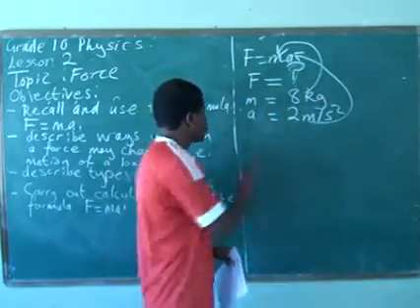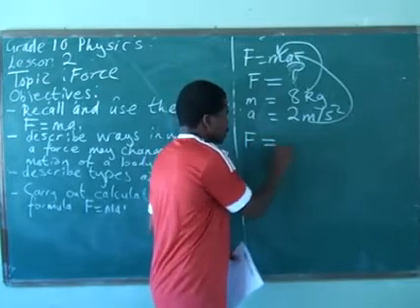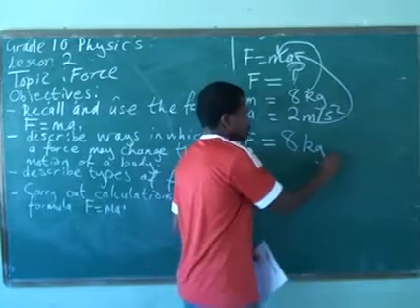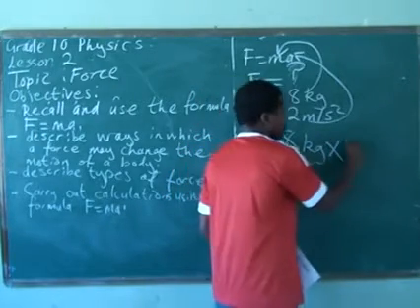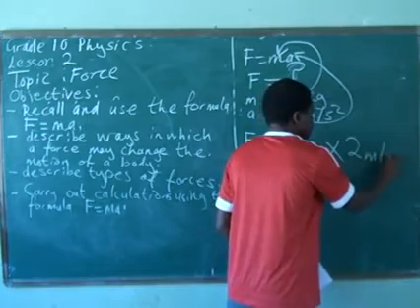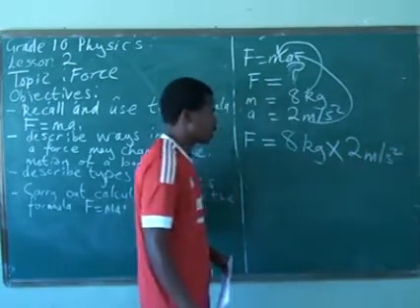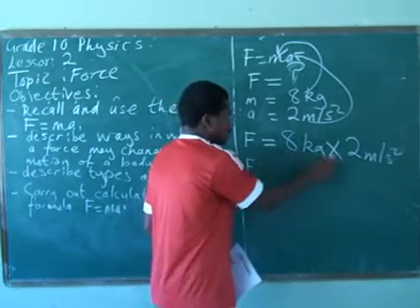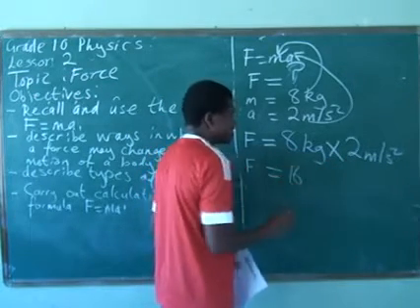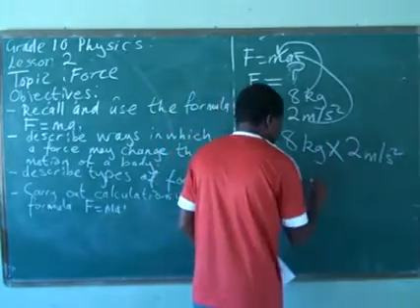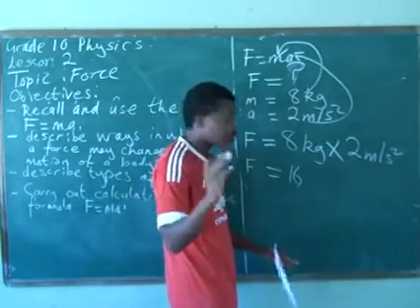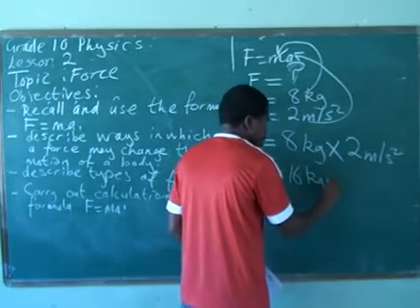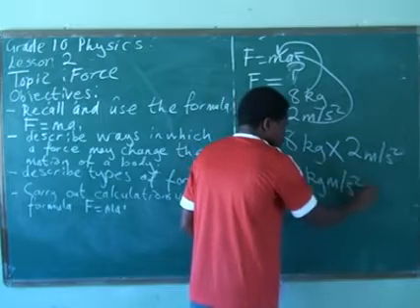Right, so let me do that. Force is equal to mass. The mass is 8 kgs multiplied by acceleration, which is 2 meters per second squared. Right. What is our answer? Therefore, our force will be 8 times 2, that is equal to 16. Right, 16 what? I'll write the long answer for it, the long formula, which is kg meters per second squared.